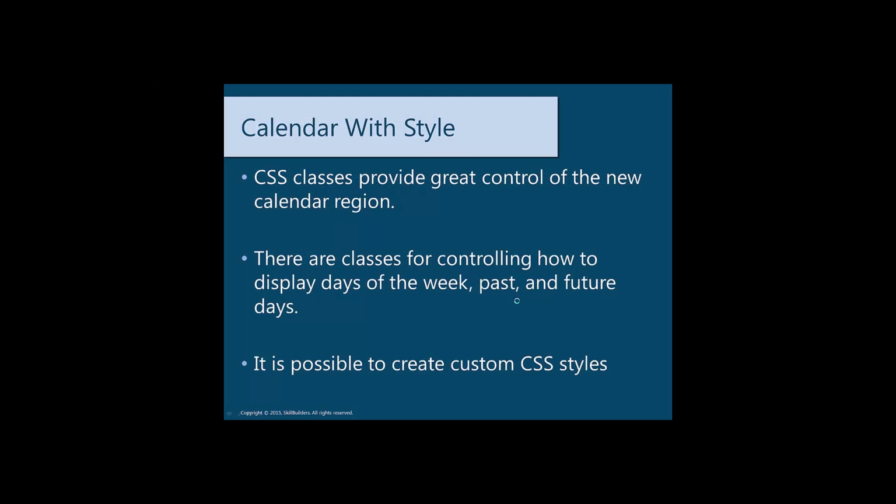So we talked a little bit about how CSS classes can provide a great amount of control over calendar regions, and there are many different types of classes that you can use to color coordinate different parts of your calendar, ranging from days of the week to more general things such as whether something is in the past or in the future. And always remember that it is possible to create any custom CSS styles as needed.